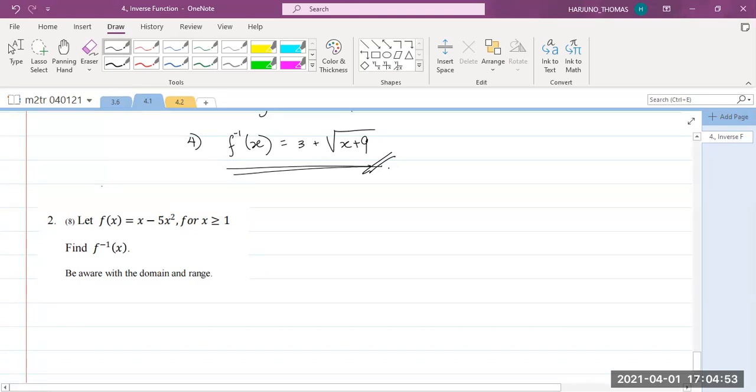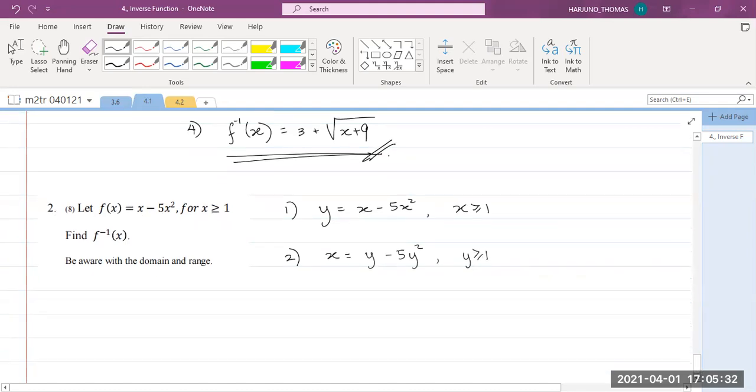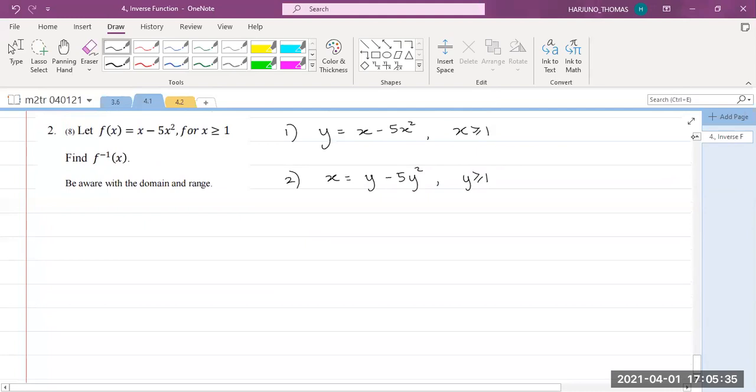So let's do this Test 1, number 2 from my Calculus 2 class, which is actually a pre-calculus question. A bit more difficult for your level though. The numbers are not as nice. Step 1, y equals x minus 5x squared for x at least 1. Step 2, x becomes y, y becomes x. And step 3, we need to solve for y.